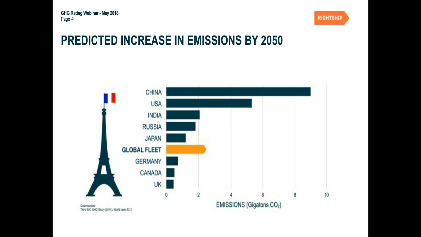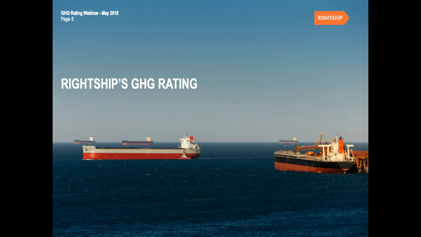Our answer to the need to lower carbon emissions and make sustainable and efficient choices easy is RightShip's greenhouse gas rating. So on the screen here you can see 5 bulk carriers. Some of them might be out on the horizon there. They basically all look the same, right? Wrong. When you dig down into the detail, you can find that not all ships are the same.